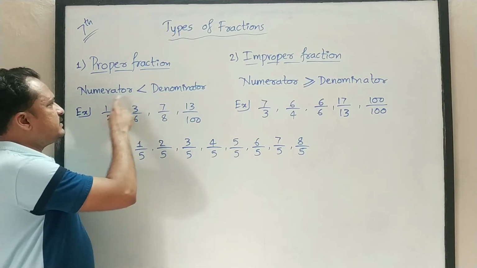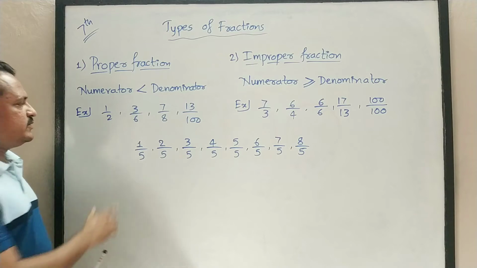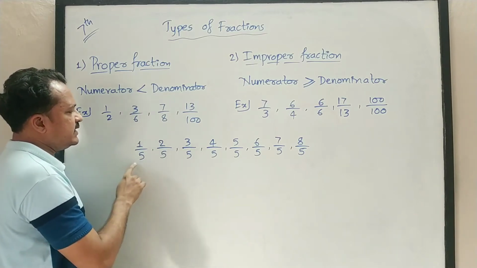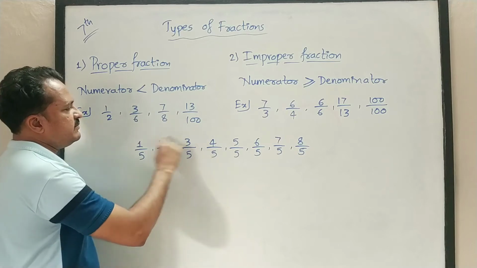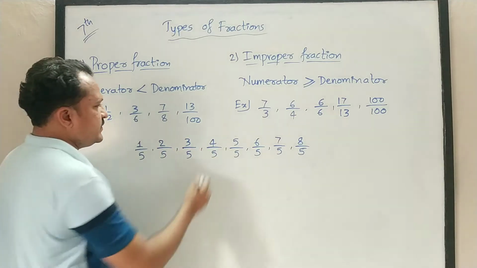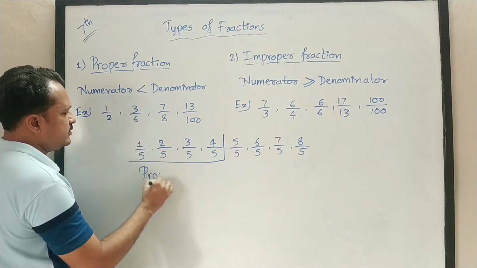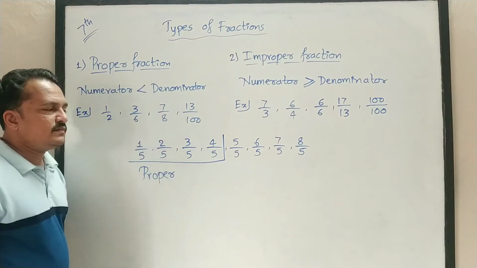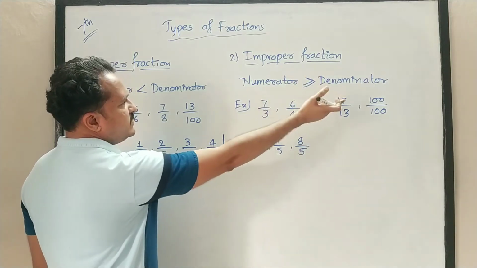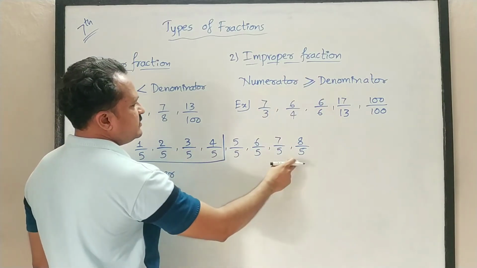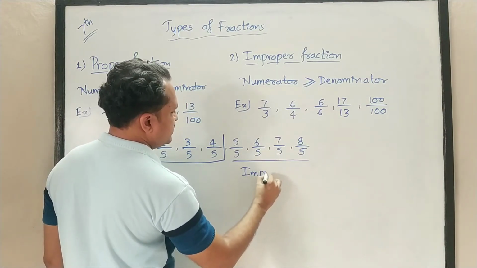So the numerator is less than the denominator. It must be strictly less than the denominator. Here the denominator is 5, that means less than 5 means up to 4: 1, 2, 3, 4. These digits will be less than 5. So up to here, all these are proper fractions. Next, 5 by 5, that means the numerator is equal to the denominator, and 6 by 5, 7 by 5, 8 by 5, all of these are improper fractions.